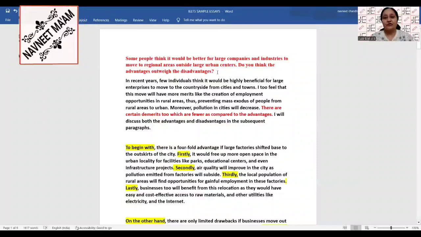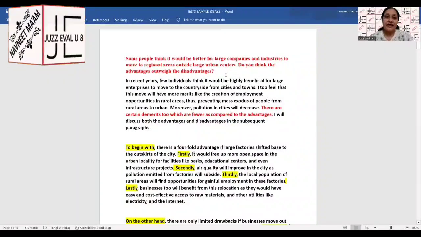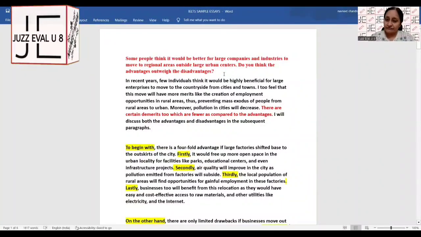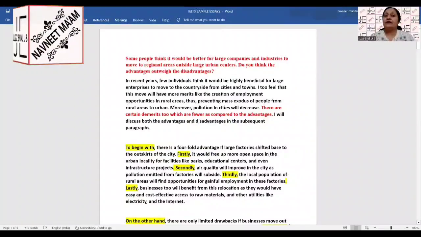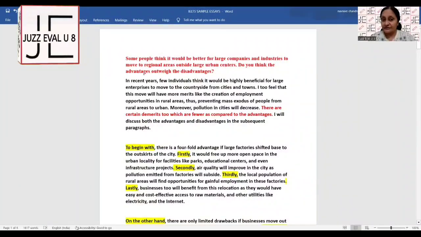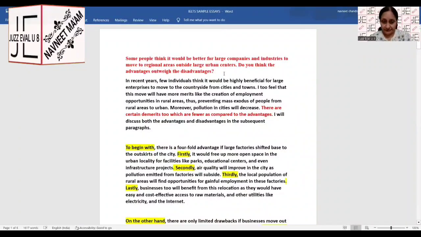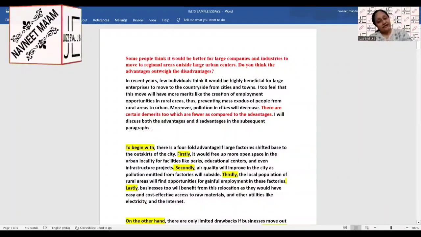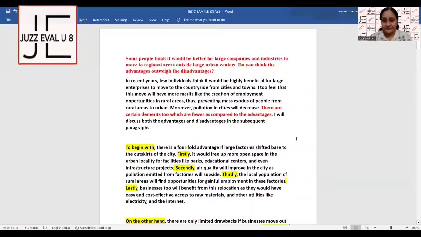So first, now we know that it is an opinion-based essay and it is an advantage-disadvantage. So what do we have to do here? We have to give our opinion whether we feel the advantages are more or the disadvantages are more. We have to go with one. And then we need to discuss the advantages and disadvantages and finally give our conclusion.